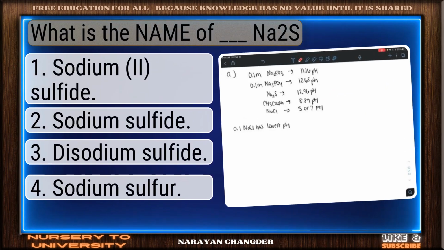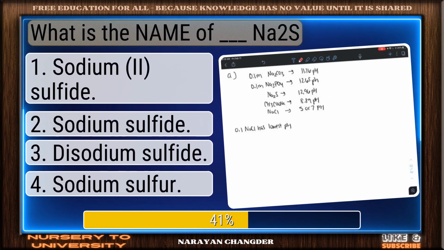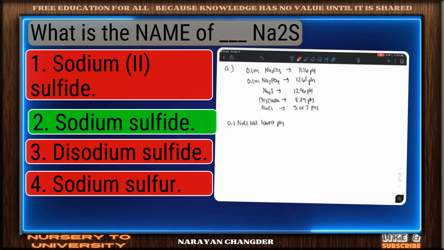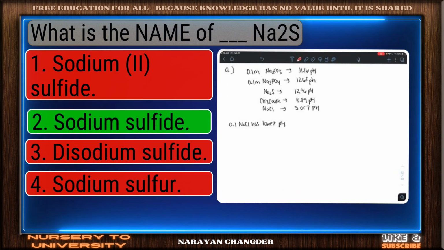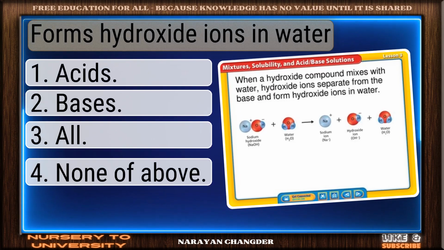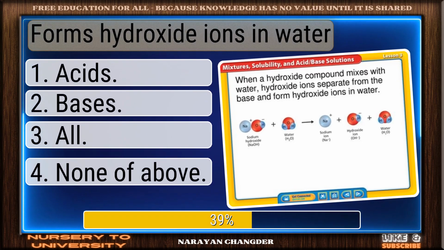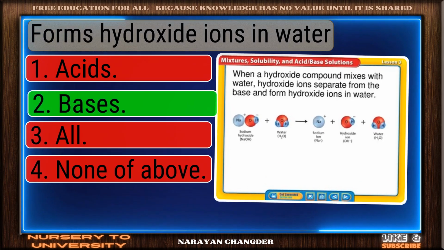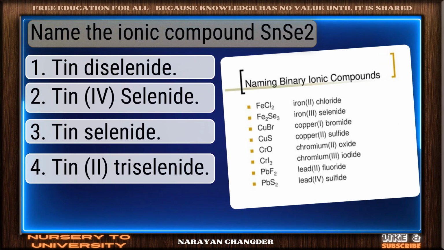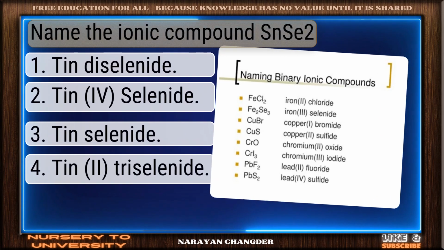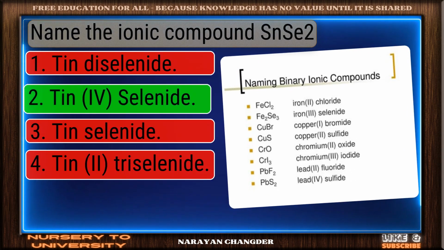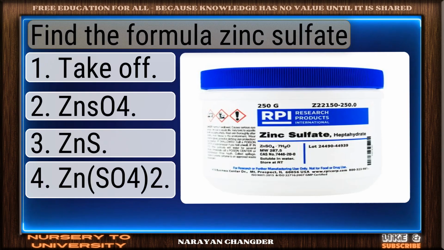What is the name of dash natus? Well picked. Sodium sulfide is the correct answer. Forms hydroxide ions in water. You're right. Bases is the correct answer. Name the ionic compound Sense2. Excellent. Tin selenide is a brilliant choice.